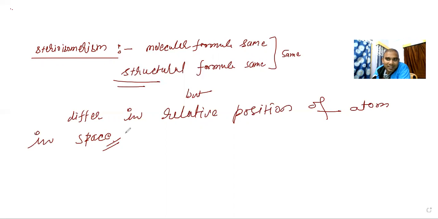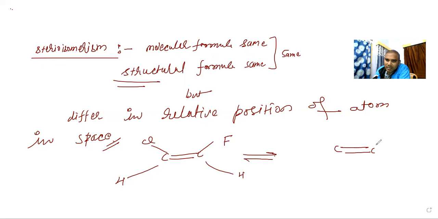Now just try to understand with examples. Suppose Cl is here, F is here, and H and H. Similarly, we can change this: C double bond C, but here I put a hydrogen, here a fluorine, here a Cl and here H. Or you can do one more thing: put Cl on both sides, Cl here and Cl here.